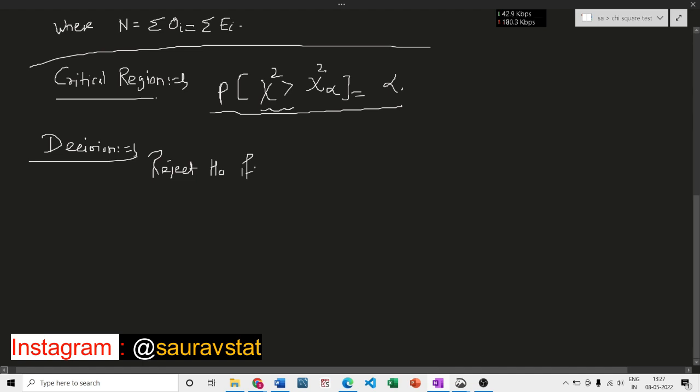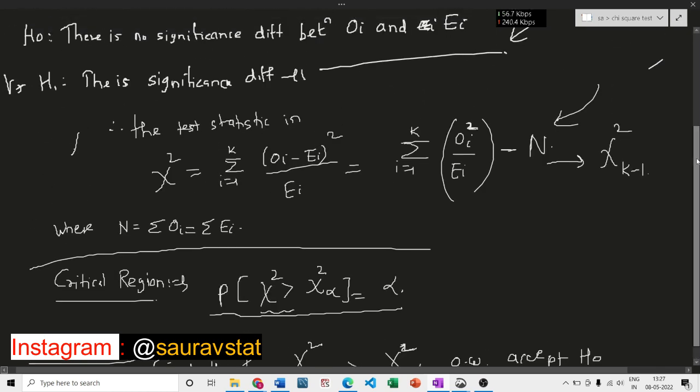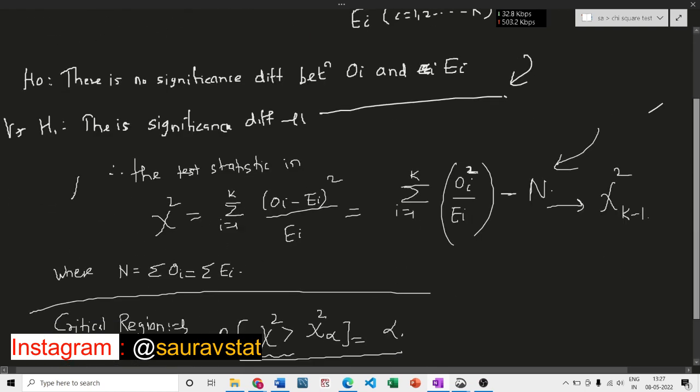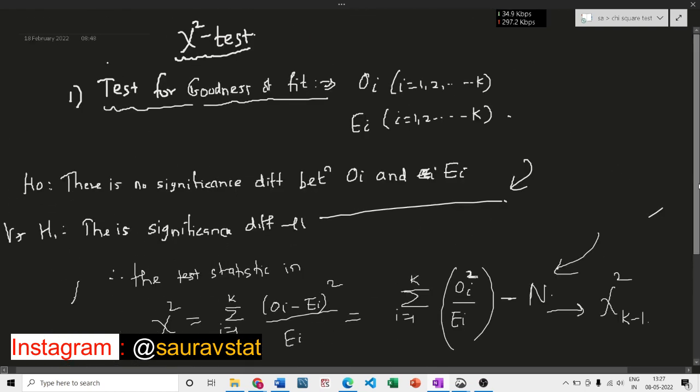When your chi-square calculated value is greater than or equal to the chi-square table value, that means chi-square alpha, if this condition is satisfied, then we will reject H0. Otherwise, we will accept H0. So this is all about this test. Now we will see one example on this kind of test.